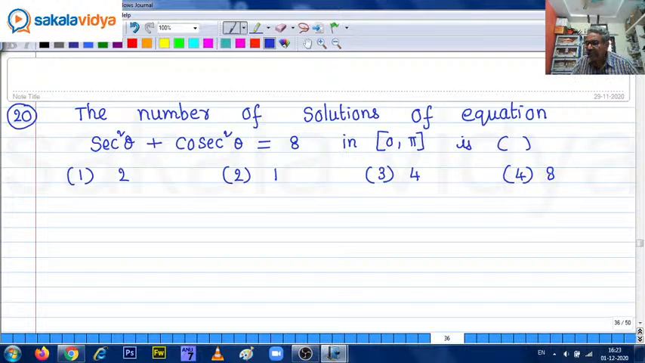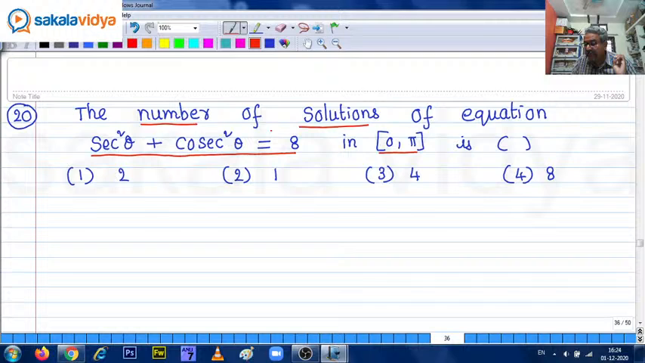You try yourself. Look at the screen, all of you. The number of solutions of the equation secant square theta plus cosecant square theta equals 8 in the interval 0 to pi. How many solutions? We need to find out. These kinds of problems will be solved with the help of graphs. First we need to simplify secant square theta plus cosecant square theta equals 8, then draw the graph. With the help of the graph, we can say the number of solutions that exist to the given equation in the stipulated interval.